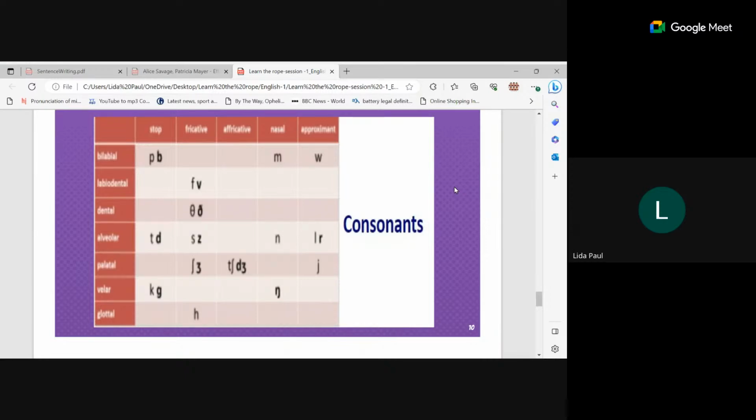at the labiodental position, the dental position, at the alveolar ridge, the palate, everywhere. After the obstruction, the air is released slowly, and while that happens, there's a friction, and the friction can happen at various of these articulated regions. But there's a friction involved. It's not like plosives where you hold it and then you suddenly release it. The air is released slowly with the friction in the case of fricatives. So that is why we call them the fricatives.